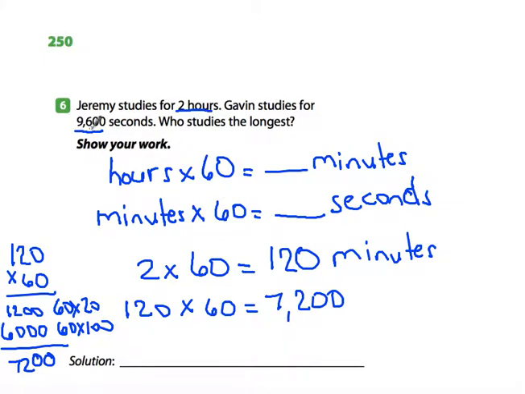Gavin studies for 9,600. Did you hear what I had to say right there? This is actually seconds. I had 120 minutes, and I figured out there were 7,200 seconds. Okay, so now that I know Jeremy studied for 7,200 seconds, and that Gavin studied for 9,600 seconds, I can say that Gavin studied the longest.